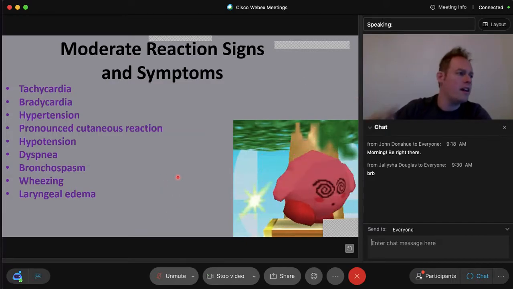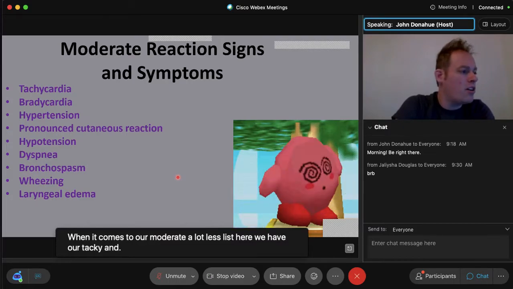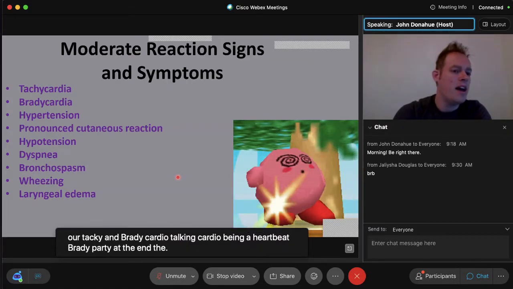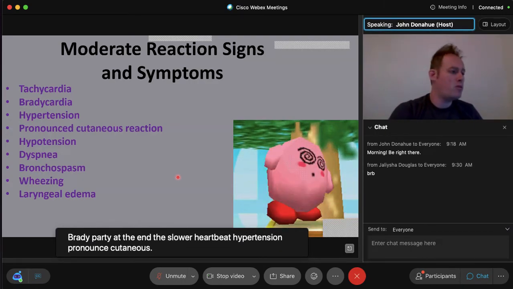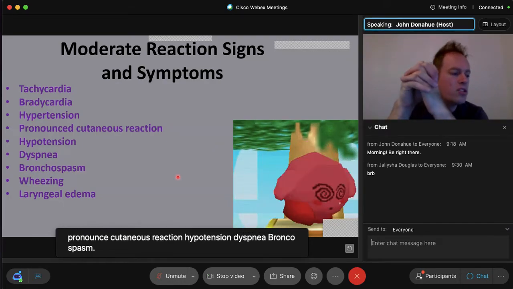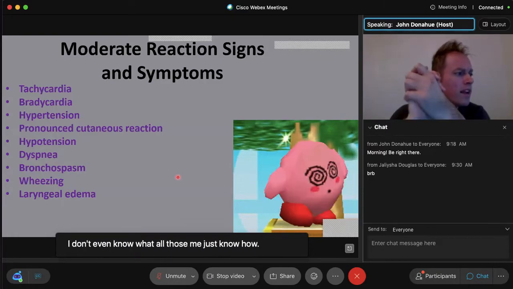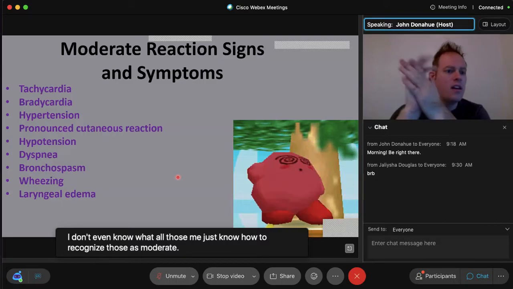When it comes to our moderate reactions, there's a lot less to list here. We have our tachycardia and bradycardia, tachycardia being that fast heartbeat, bradycardia being the slower heartbeat. Hypertension, a pronounced cutaneous reaction, hypotension, dyspnea, bronchospasm, wheezing, and laryngeal edema. You don't even need to know what all those mean. Just know how to recognize those as moderate reactions.